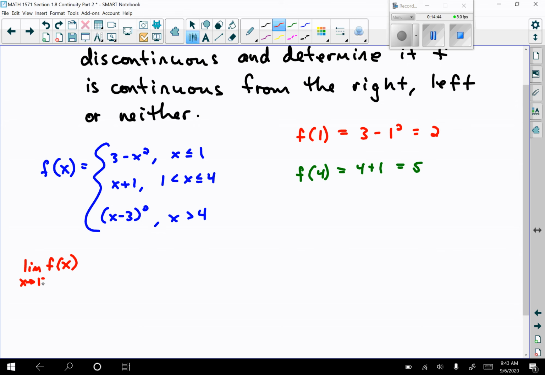So the limit of f of x as x approaches 1 from the left. And again, we're using the first one here because that's where x is less than or equal to 1. So I'm just going to show that this is 3 minus that 1 squared, which is 2. So I'm also just going to add here, this is also equal to f of 1. So we do have continuous from the left. Let's check continuous from the right.